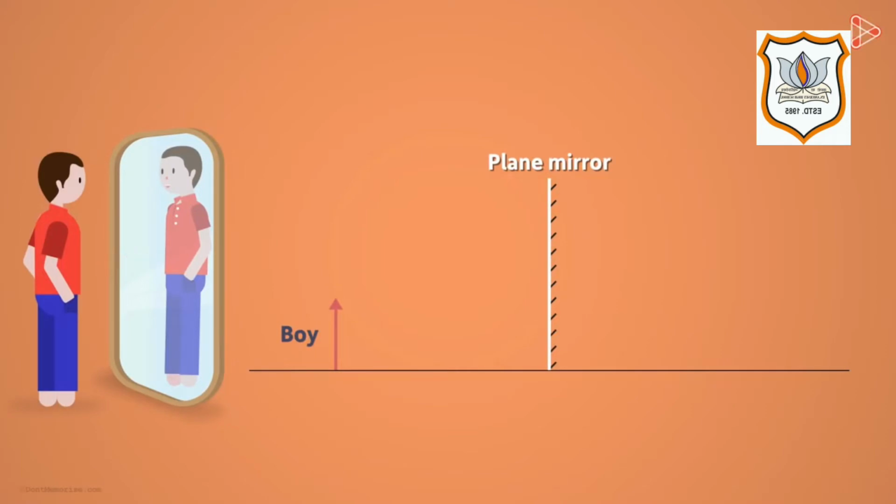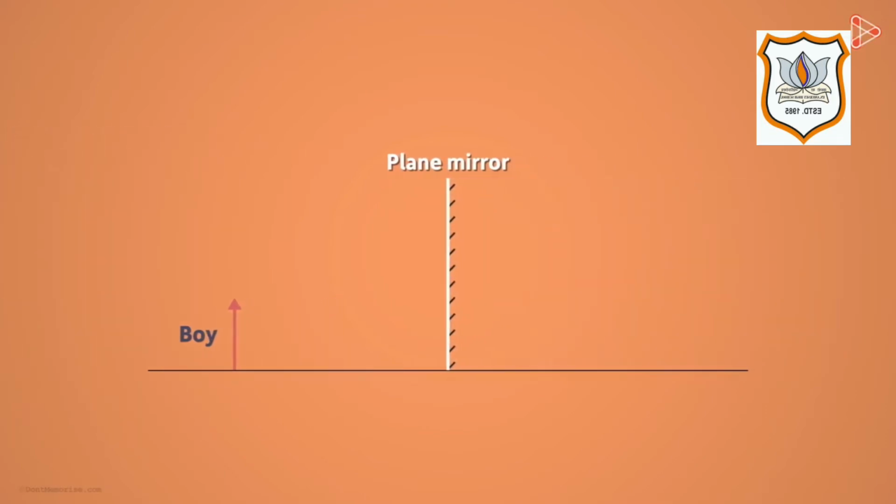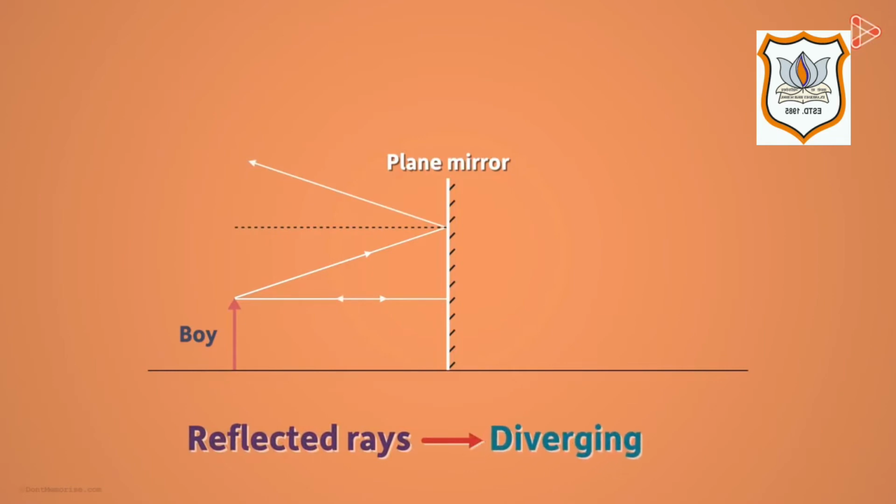For us, the light rays seem to come from a location behind the mirror. For instance, consider a few light rays emerging from the top of the arrow. All these rays are incident on the mirror and get reflected back. Yes, all the reflected rays will follow the laws of reflection. You see that all the reflected rays are moving away from each other, that is, they are diverging.